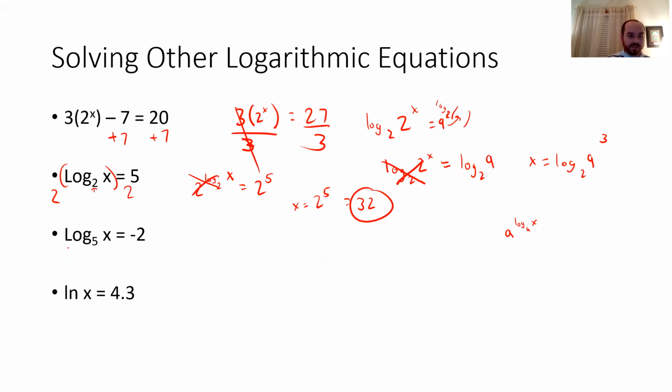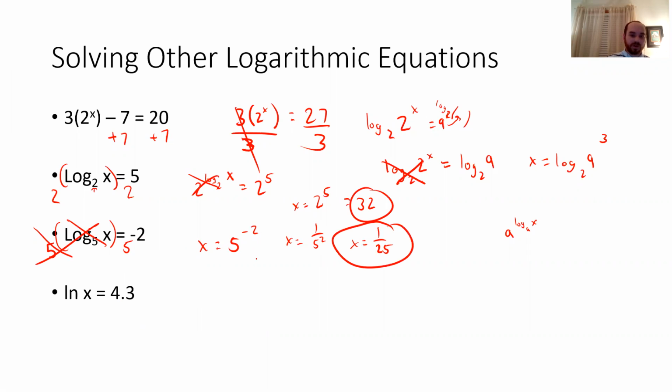Okay, and then we're going to do a very similar thing here. This one, we've got a log base 5 of x. So we're going to take 5 and raise it to this power. We're going to take 5 and raise it to this power. So again, this part will cancel. And we'll be left with x equals 5 to the negative 2. x equals 1 over 5 squared. x equals 1 over 25.